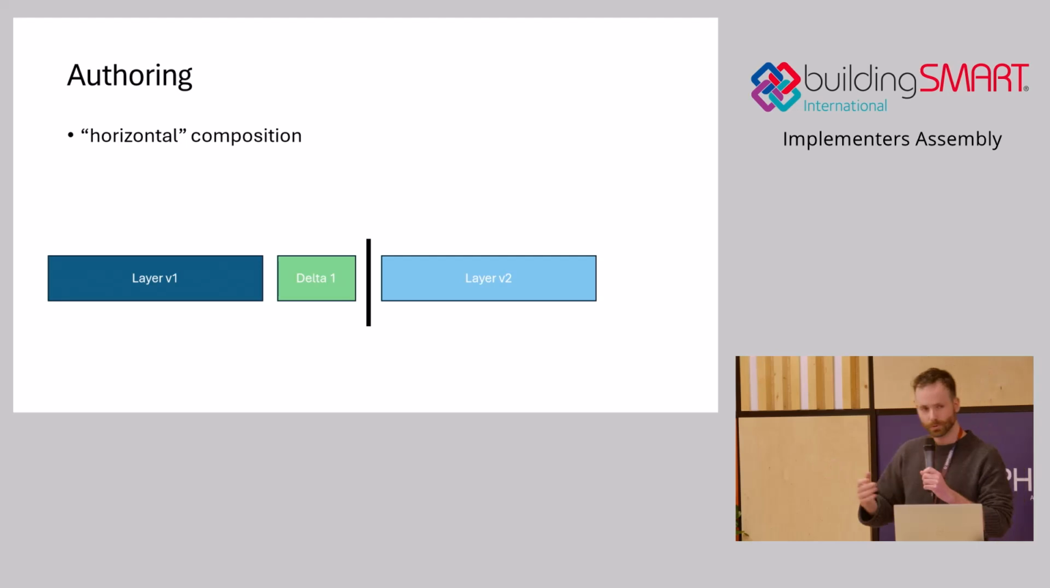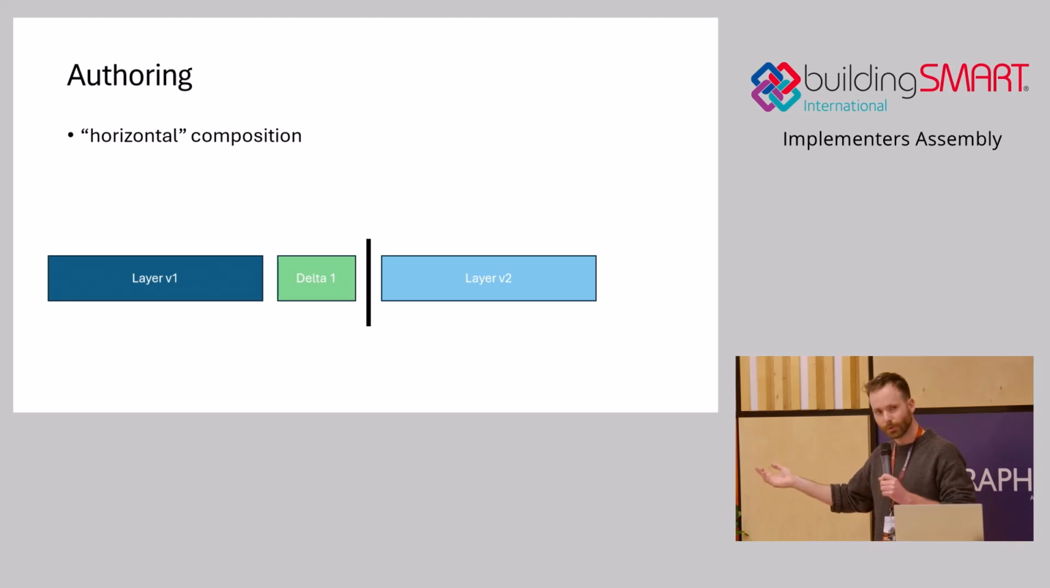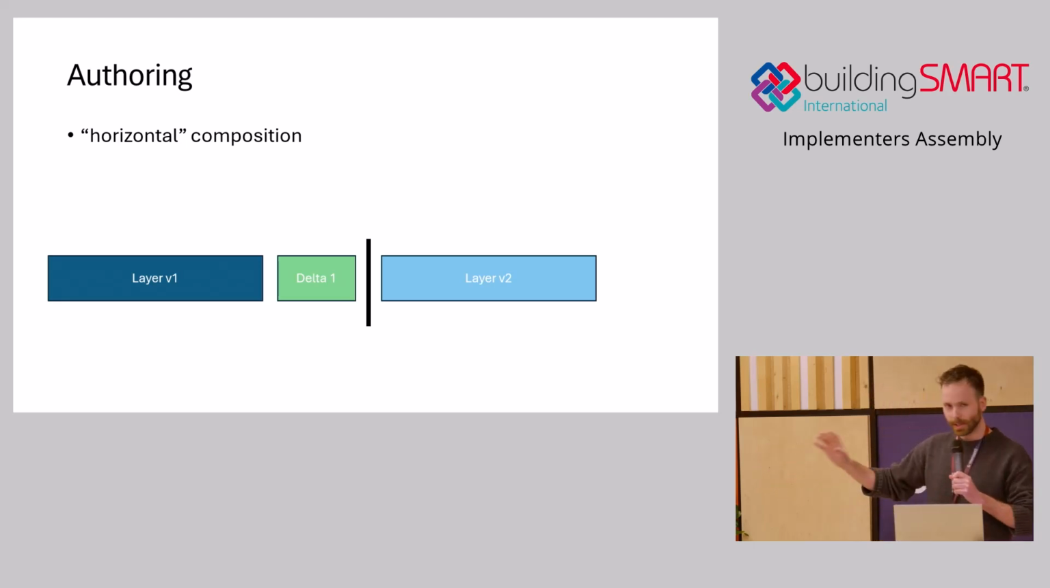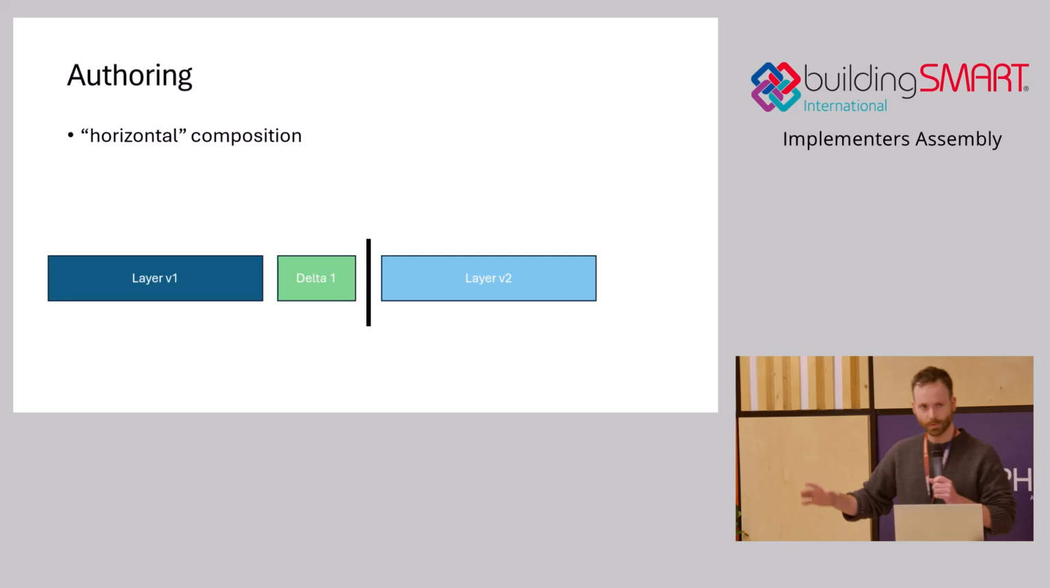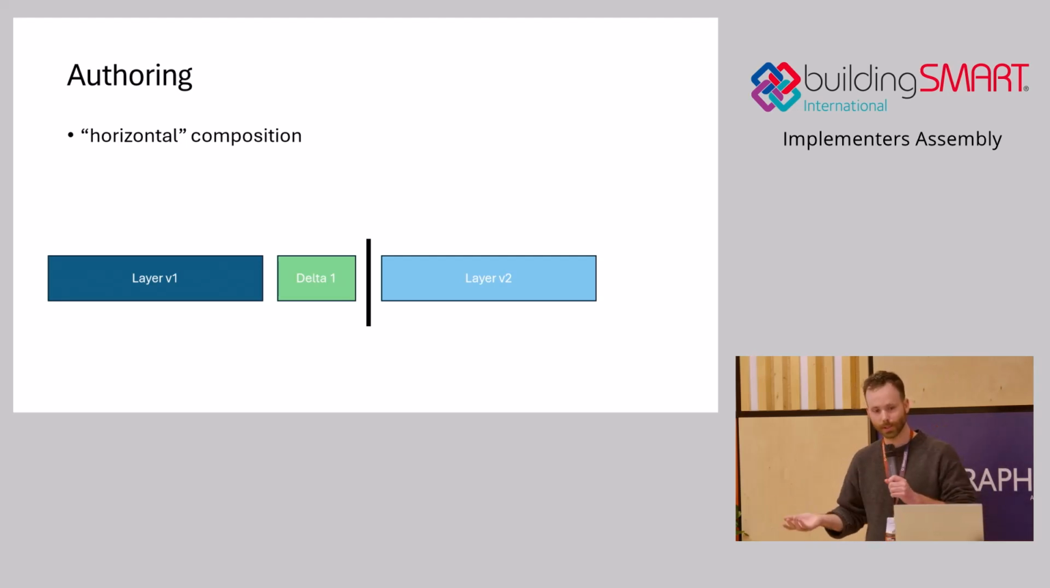Then there's a horizontal, at least that's how I call it. We have the horizontal composition, which is when you take a layer, that's version 1, and you add something to it, you get layer version 2. And this, again, doesn't change anything about anything we've discussed so far. It's just a different way of thinking about it and a different way of discussing it.